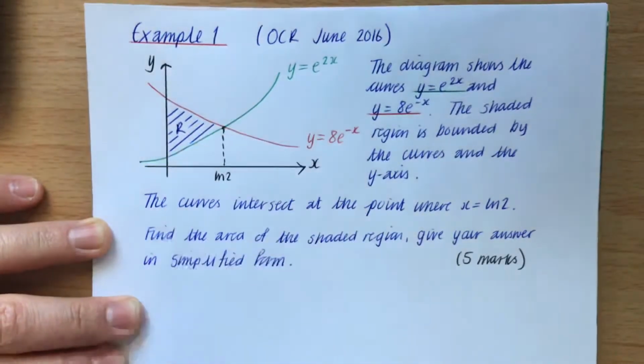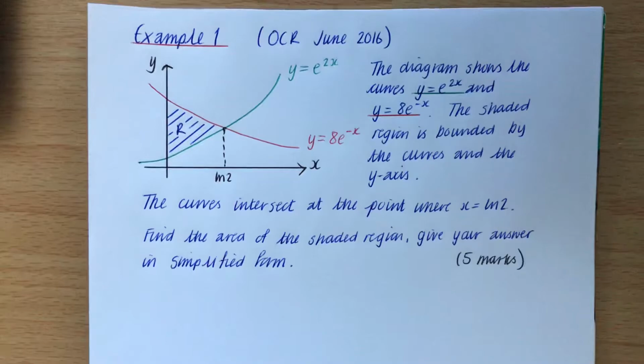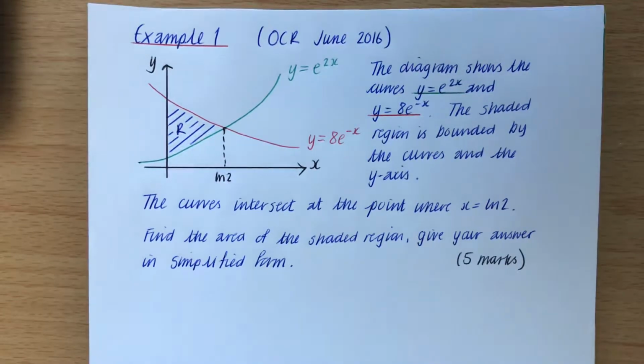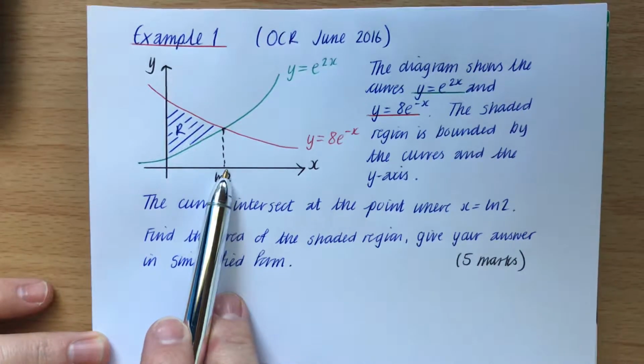So the x coordinate where they intersect is ln 2. Find the area of the shaded region. Give your answer in its simplest form. So my limits for this integral are going to be from 0 to log 2.